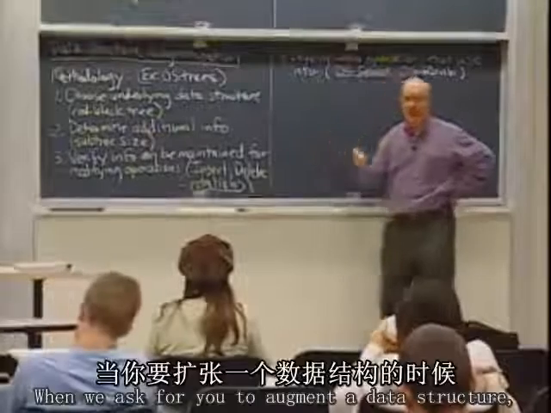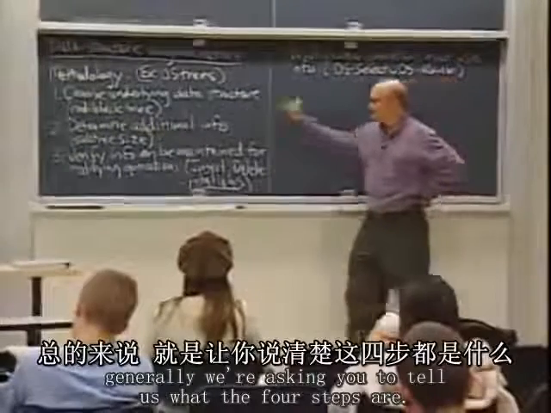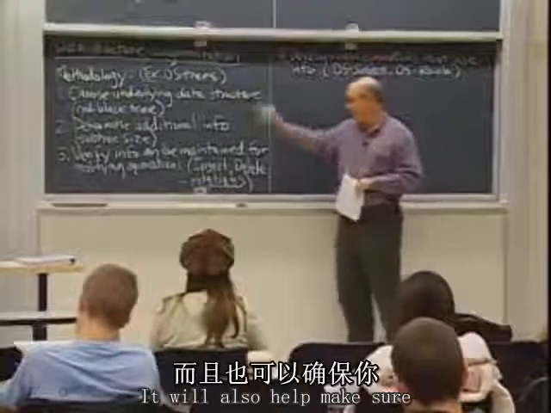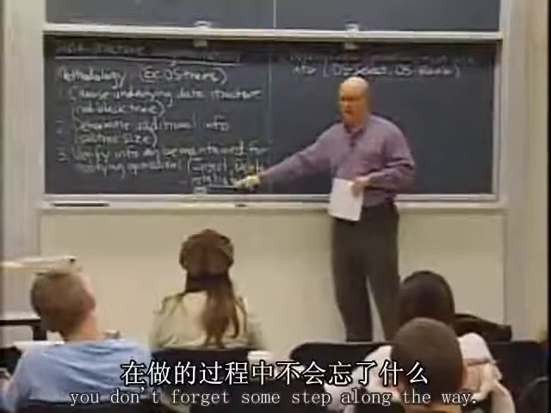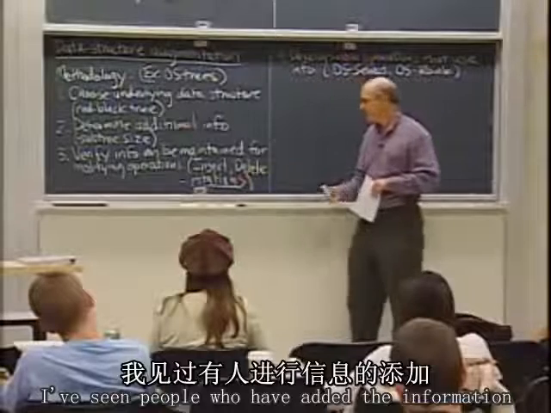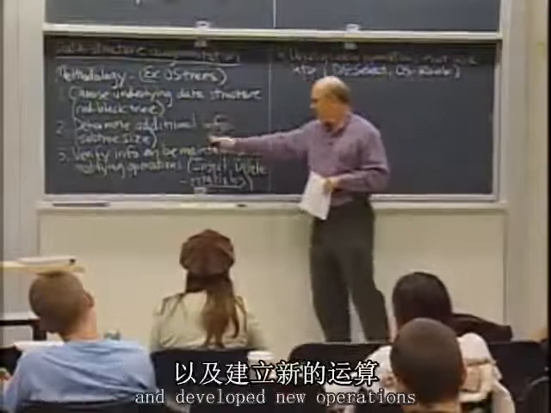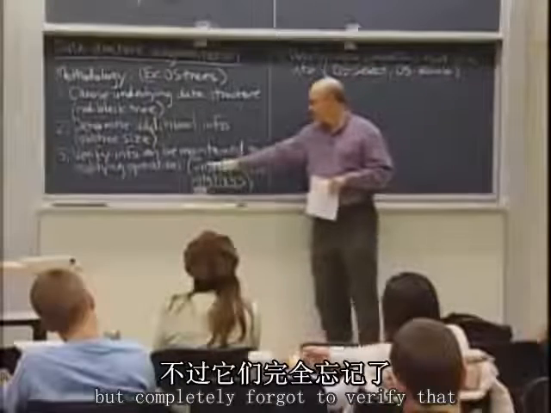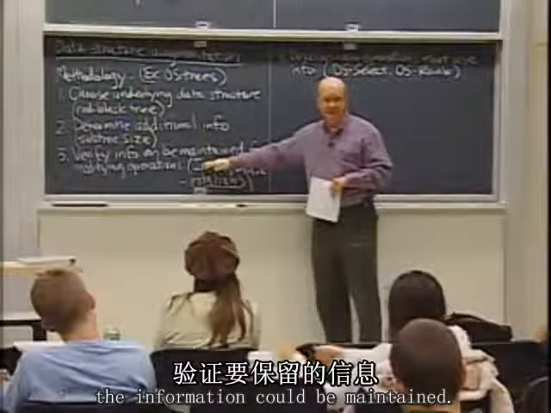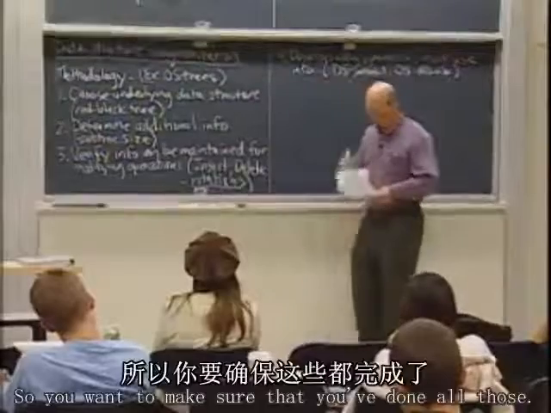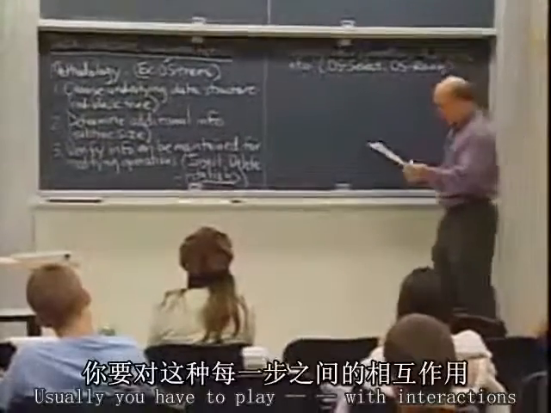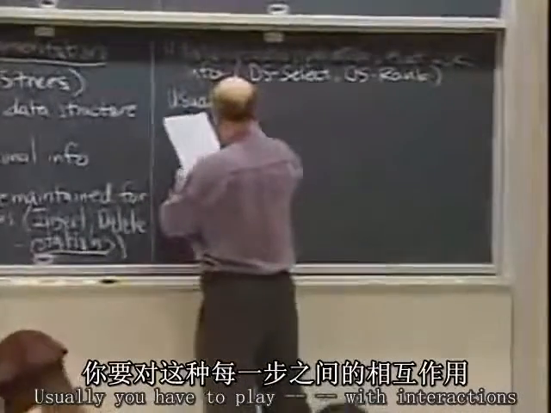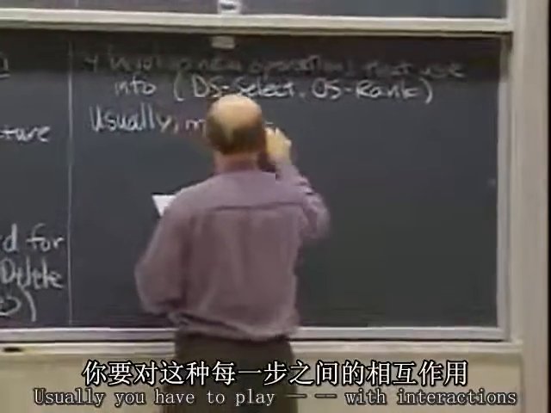So when we ask you to augment a data structure, generally we're asking you to tell us what the 4 steps are. It'll help you organize your thoughts. It'll also help make sure you don't forget some step along the way. I've seen people who added the information and developed new operations, but completely forgot to verify that the information could be maintained. So you want to make sure that you've done all those. So usually you have to play with interactions.